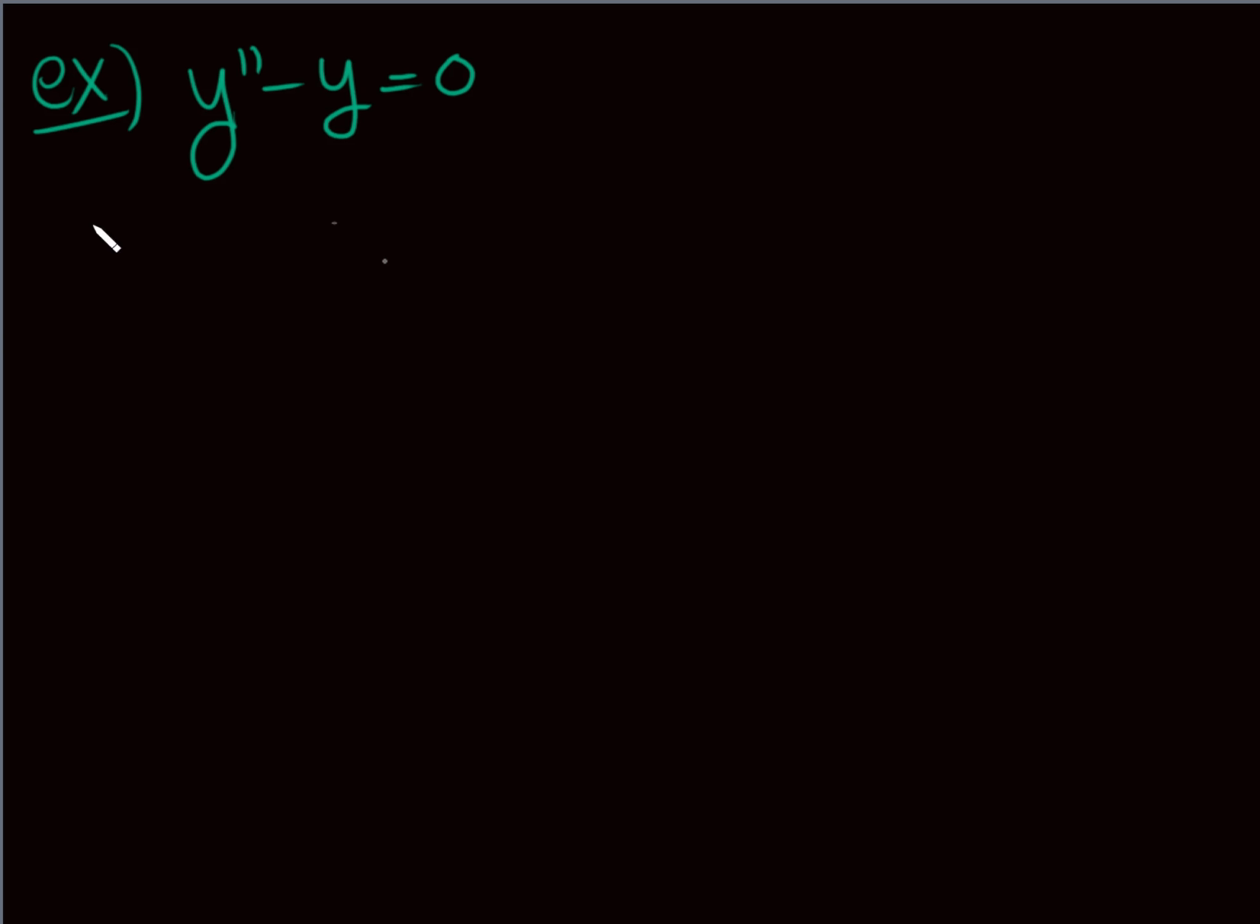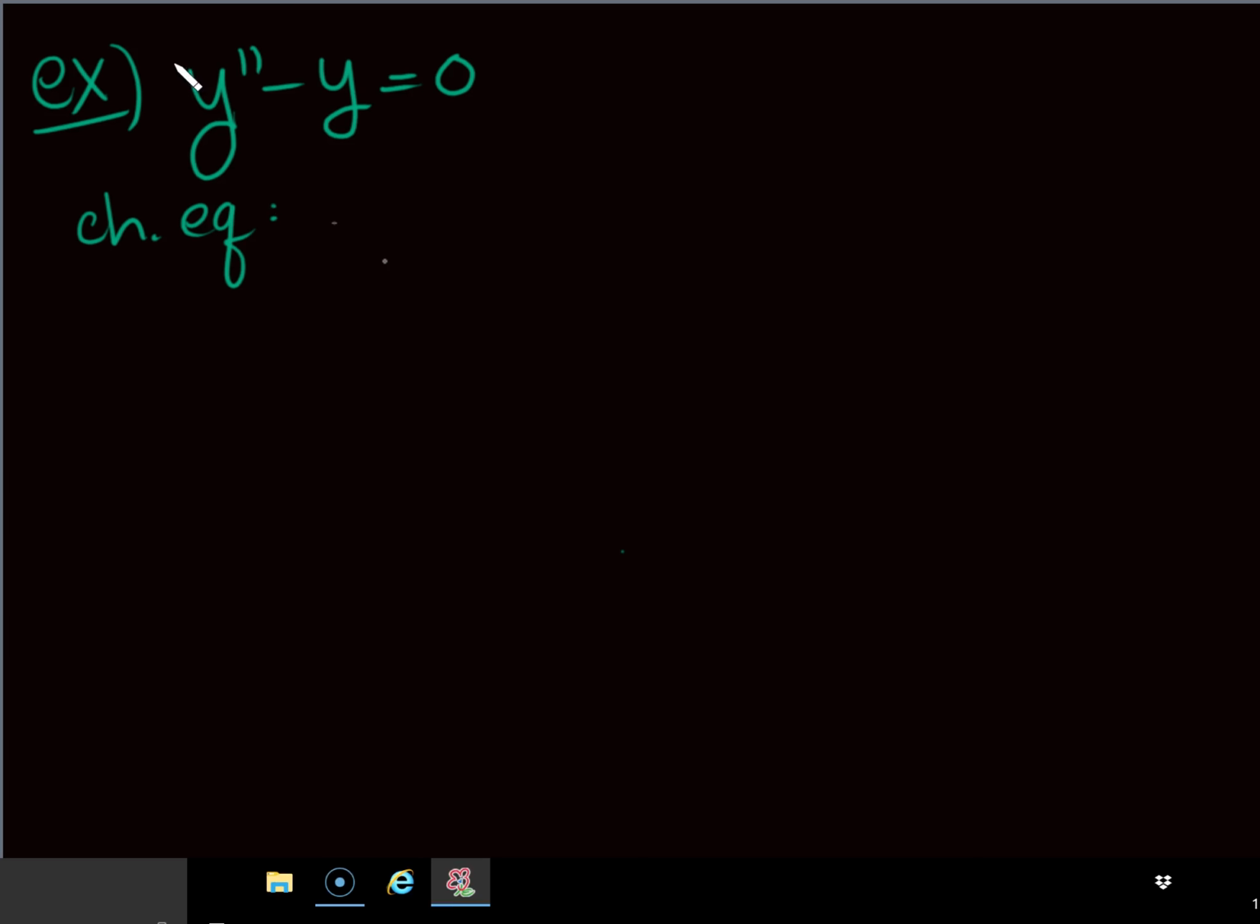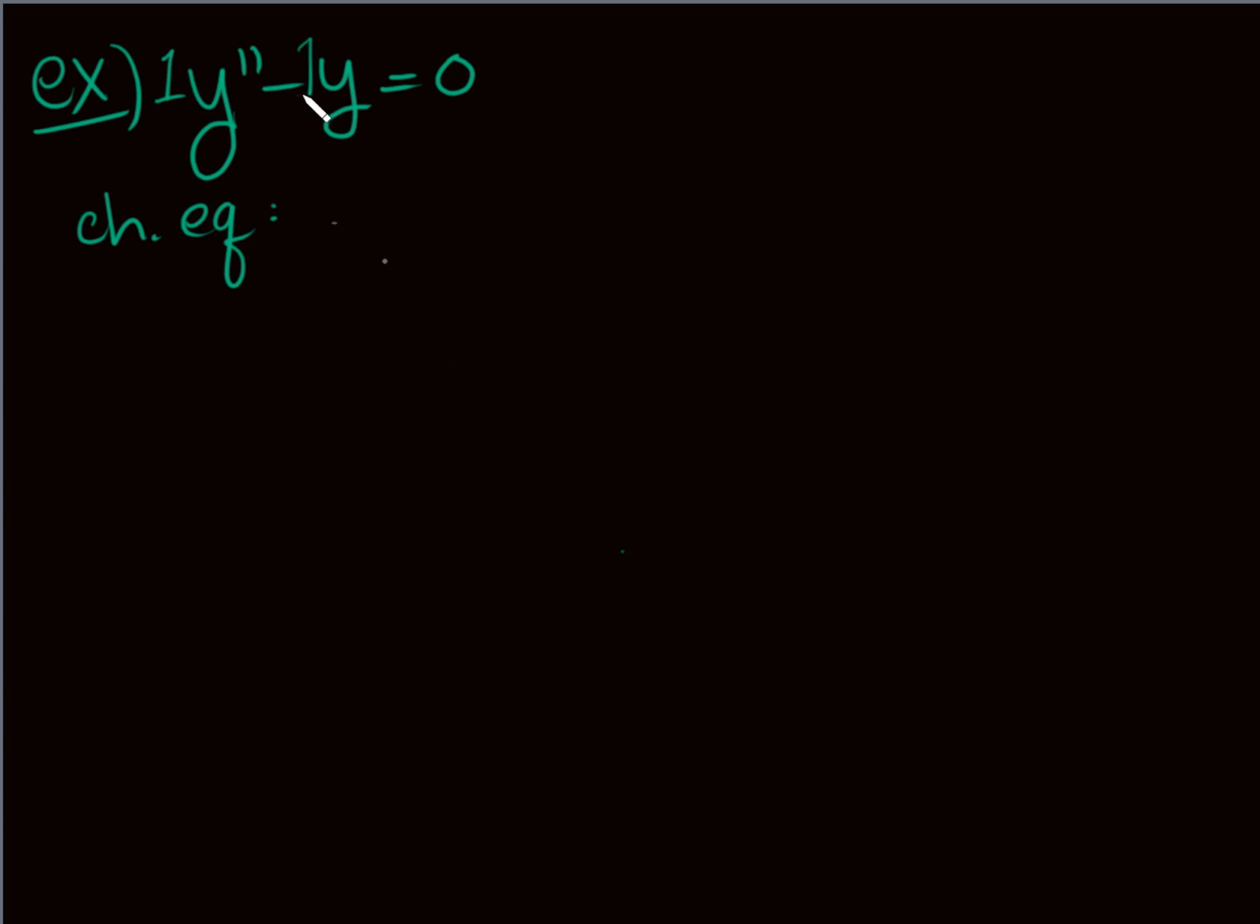All right, so our characteristic equation then, what is our characteristic equation going to be? Well, what are my coefficients? There's a 1 right here and a -1 right here. So I'm going to have 1 times r squared, also known as r squared, minus 1 times r, which is r. I'm going to set this equal to 0.